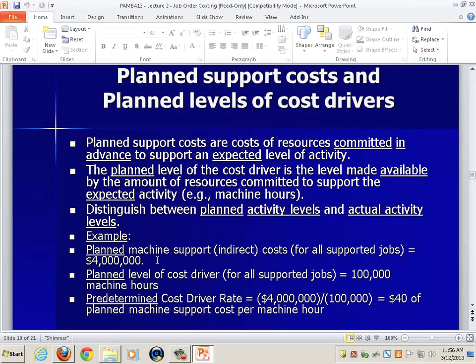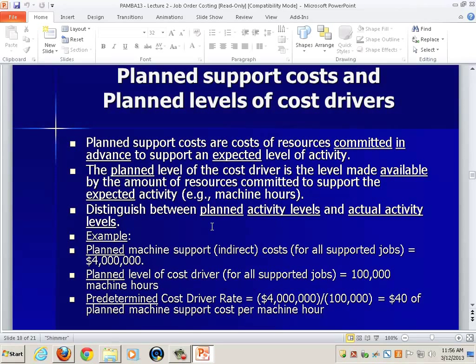So we're in the planning stage. We ask ourselves, what are the planned machine support indirect costs for all supported products, all supported jobs, and you're doing many jobs. Famous is doing many jobs, including the particular engine valve job that we are considering. So the estimated machine costs for all the jobs for a year, say, are $4 million.